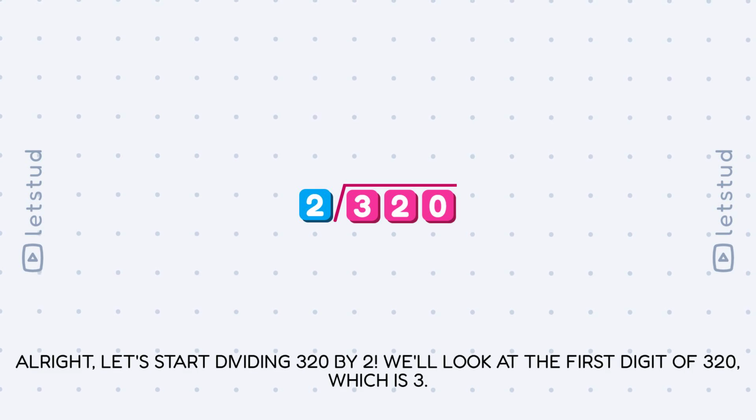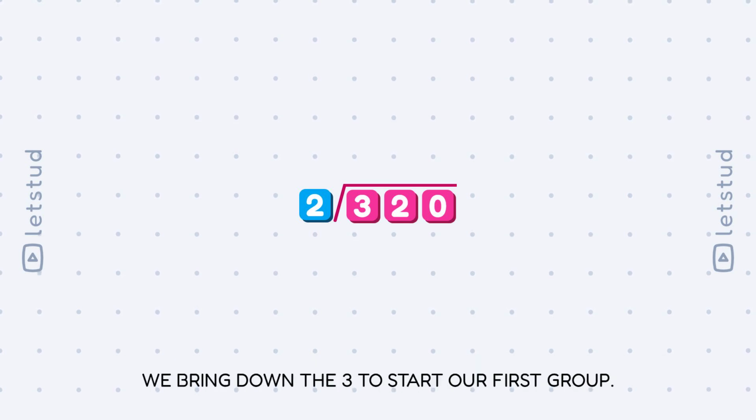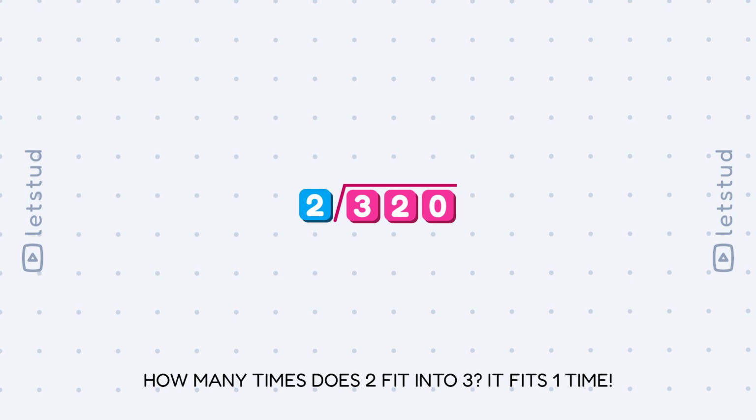Alright, let's start dividing 320 by 2. We'll look at the first digit of 320, which is 3. We bring down the 3 to start our first group. How many times does 2 fit into 3? It fits 1 time. Let's check.